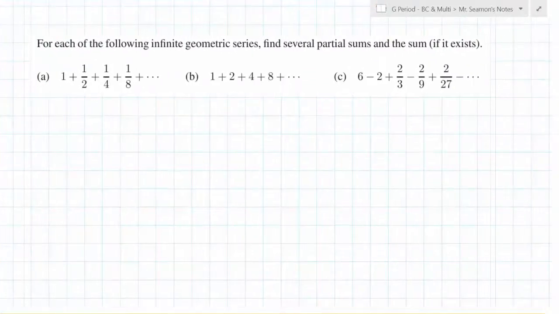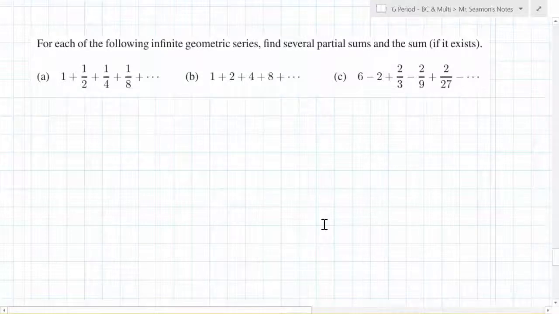So, example-wise, here we go. Let's do a couple of these together. Let's do the first one. For each of the following infinite geometric series, find several partial sums and the sum if it exists, meaning the sum as you go on forever. When they say find several partial sums, maybe make a table and see if you can predict where it's going. Let's just go to the sum itself. The first one, what's our first term? What's the A value? 1.